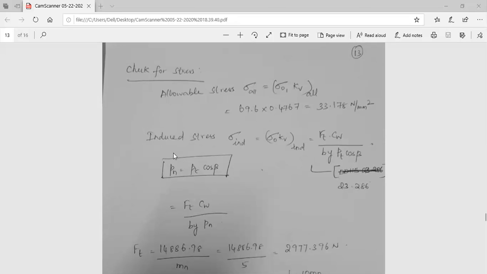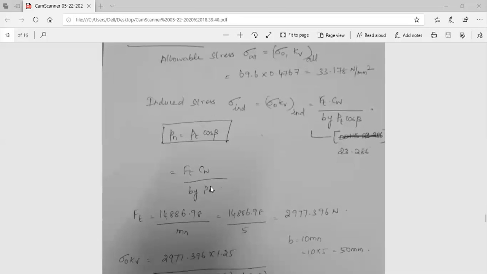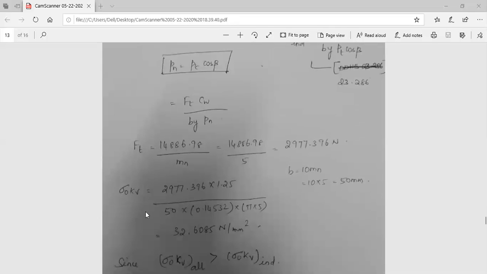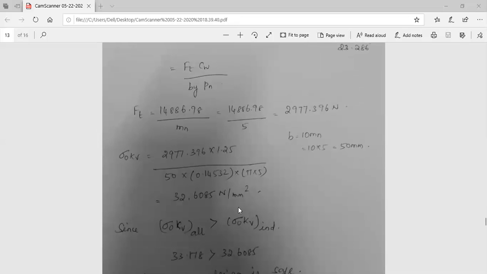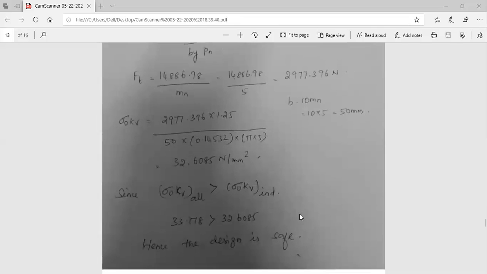So Pn, that is the normal circular pitch, is equal to transverse pitch multiply by cos beta. This formula is already on the first page. In the helical gear first page they gave the formula. So you substitute the value, you get Ft. So substitute all the values, you get sigma naught kV. What is the condition? The induced stress is always lesser than the allowable stress. If the induced stress is lesser than the allowable stress, the design is safe. So substitute the Mn value. If the induced stress you get is lesser than the allowable stress, the design is safe.